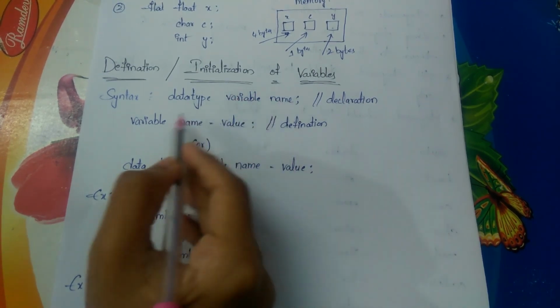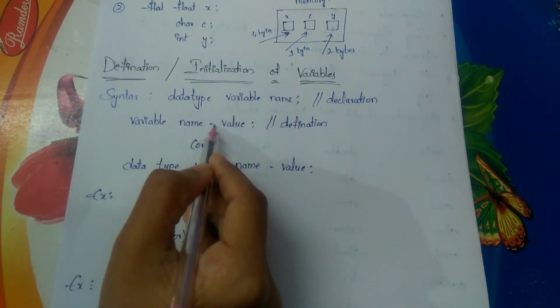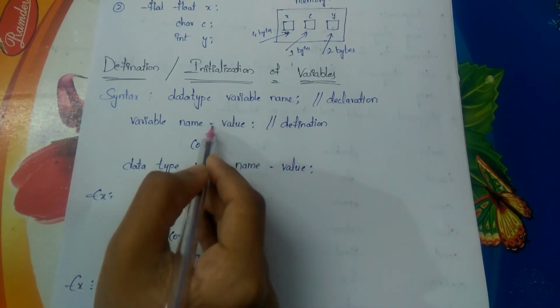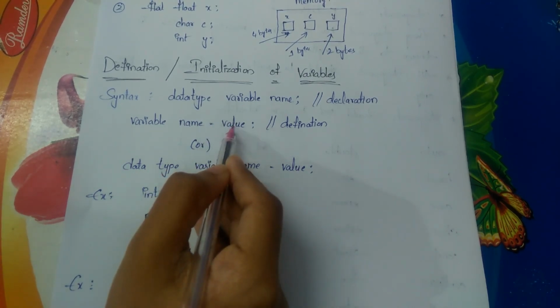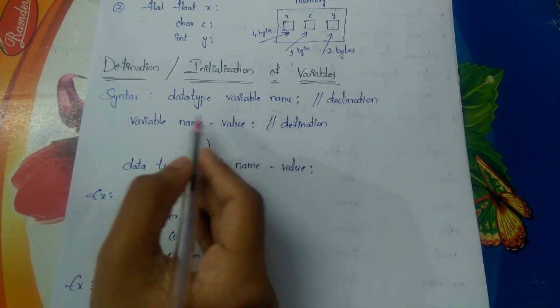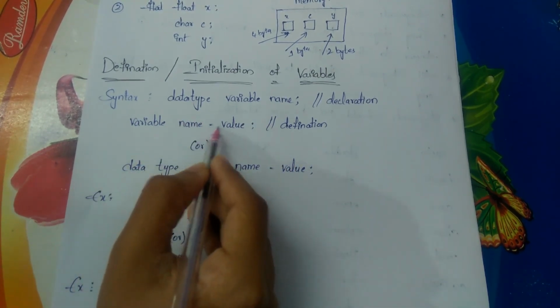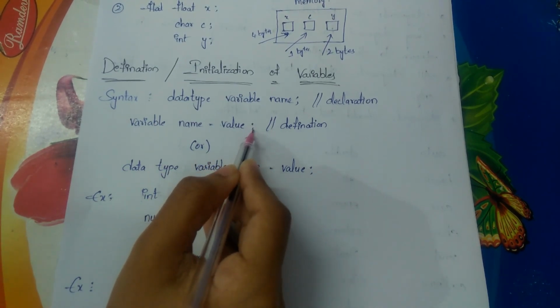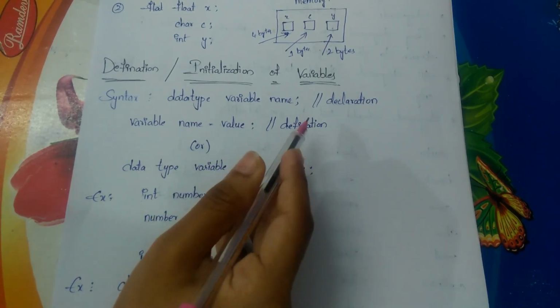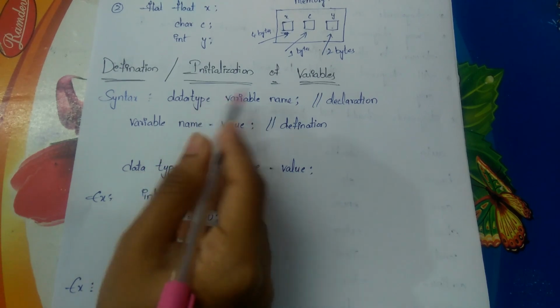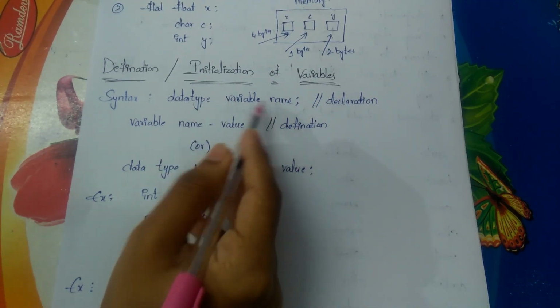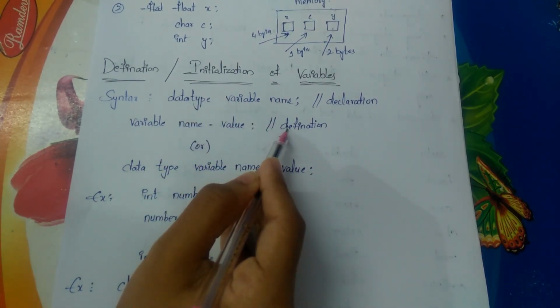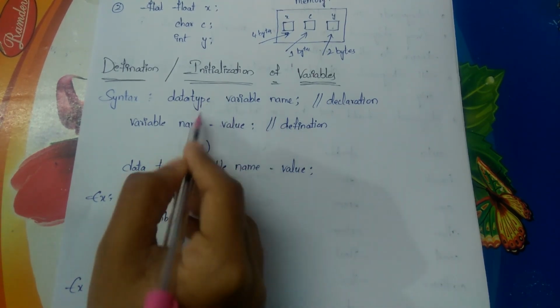Now this variable name we have to take and assign it some value. So, equals to some value, like in the previous example we took number is equal to some value. The same here: variable name is equal to some value, ended with a semicolon. This is called the definition or the initialization. Here we are just declaring the variable and here we are initializing the variable. So this is one syntax.